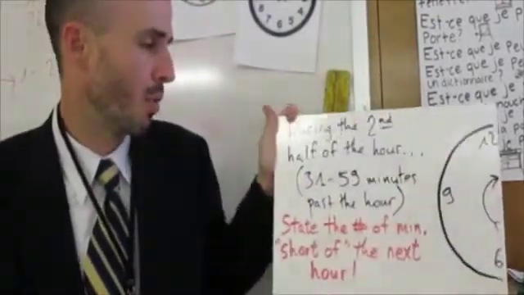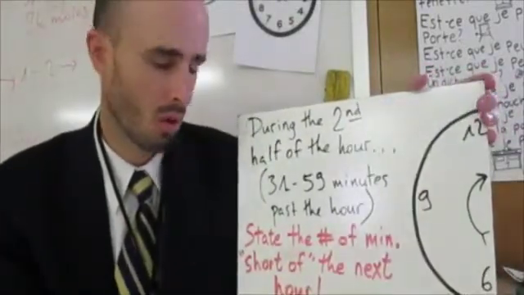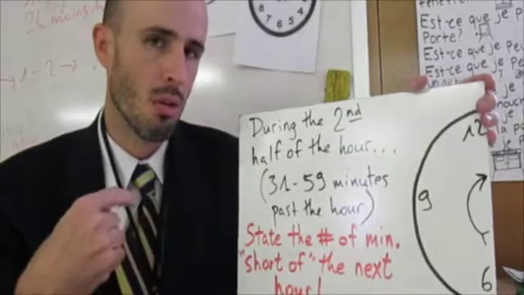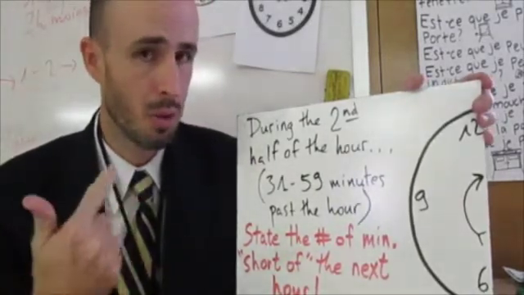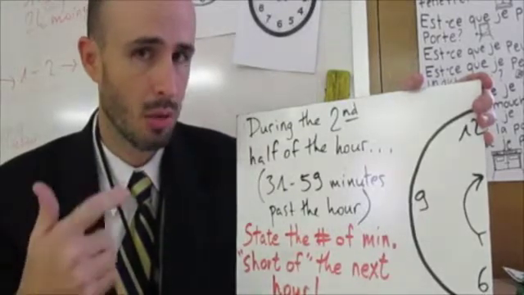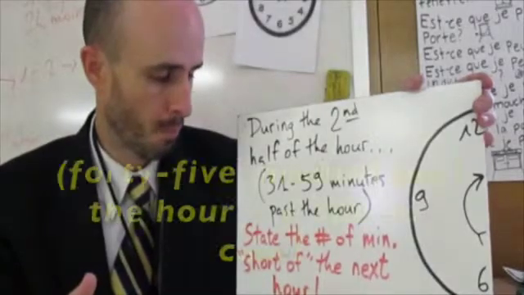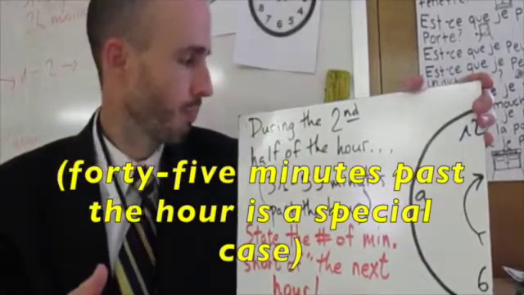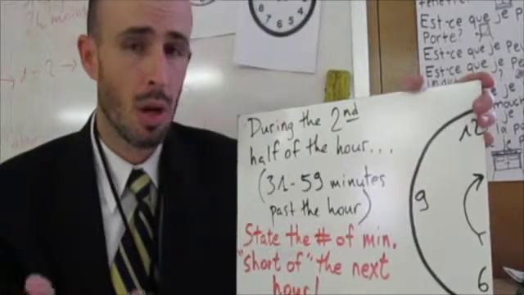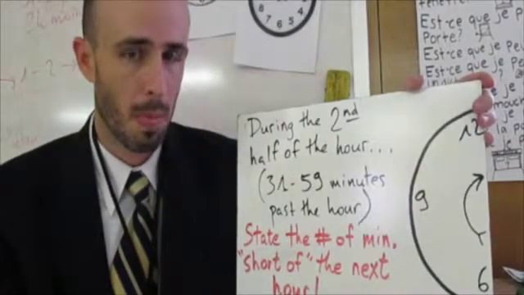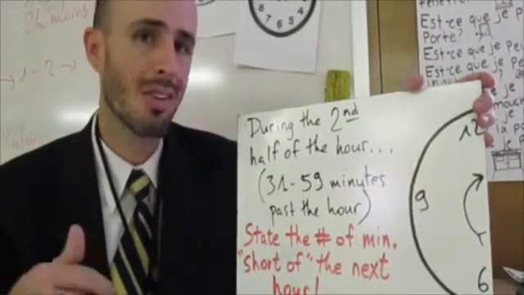If you're anywhere from 31 to 59 minutes past the hour, in the familiar system, we actually count or round up to the next hour, and then say how many minutes short of the hour we are. So for example, if you had 9:50 a.m. officially, you would say il est 9h50.